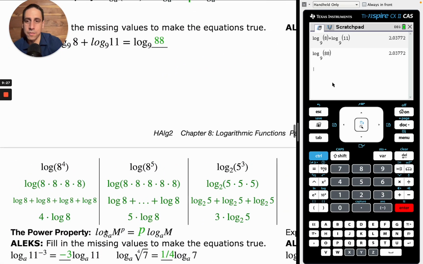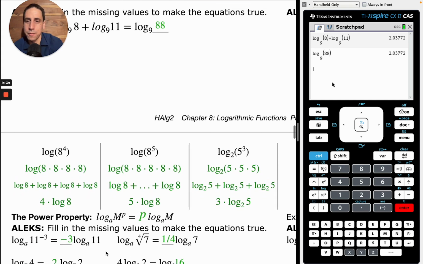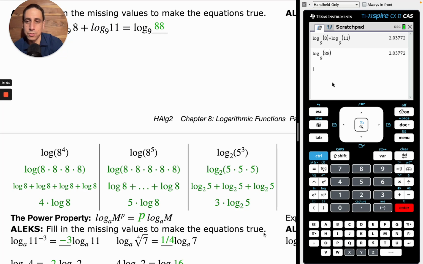And so if you have log base a of m to the p, you can take that p and just move it out in front, p times log base a of m. So how might this look on alex.com? It might say something like, fill in the missing values to make the equations true. And you'd have to know that this exponent on the inside becomes a -3 on the outside.